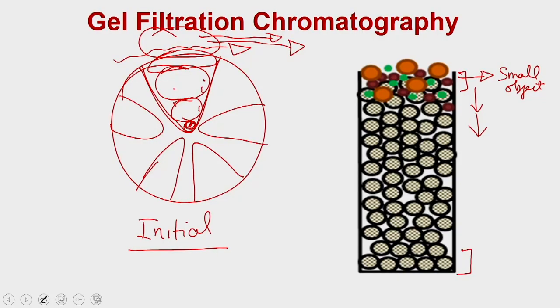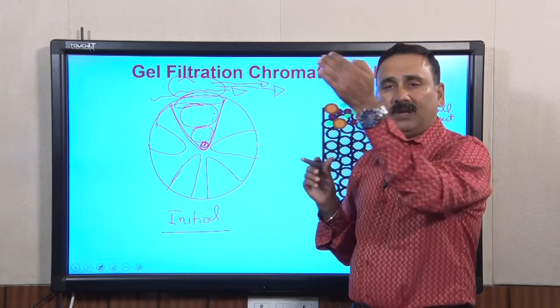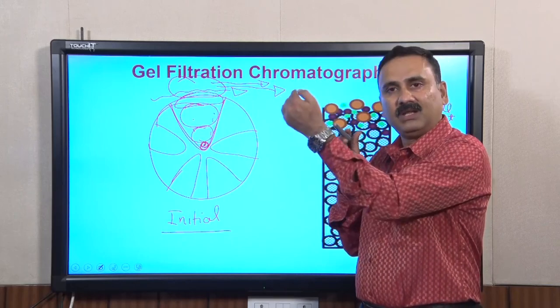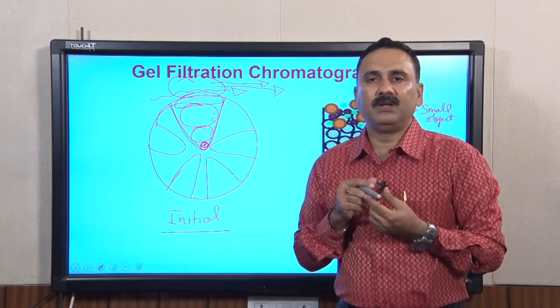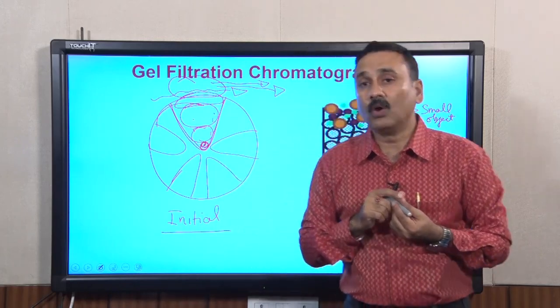And ultimately, the last layer is where the molecules are going to be excluded because they will not enter, and that is why they will come out from the aqueous phase and they are going to come out from the column, and they will be present in the flow through.